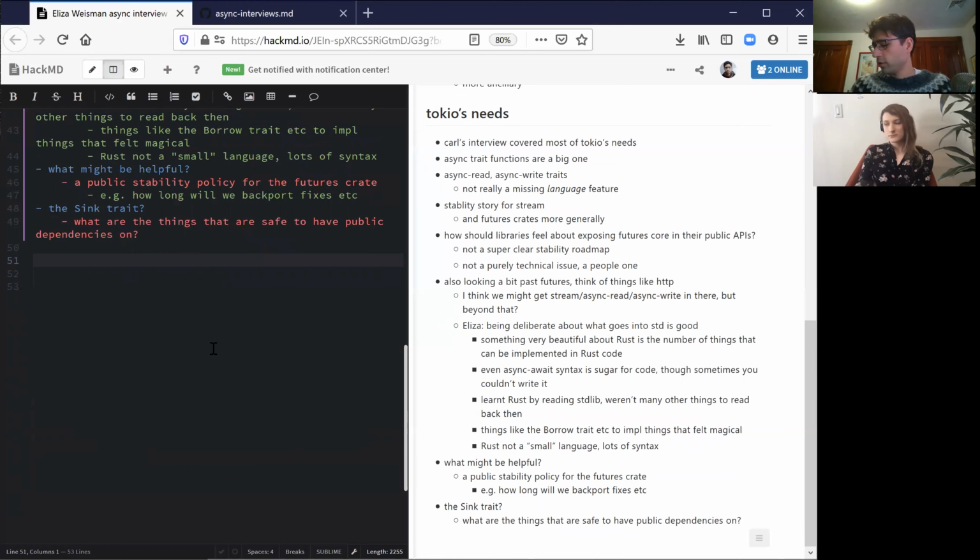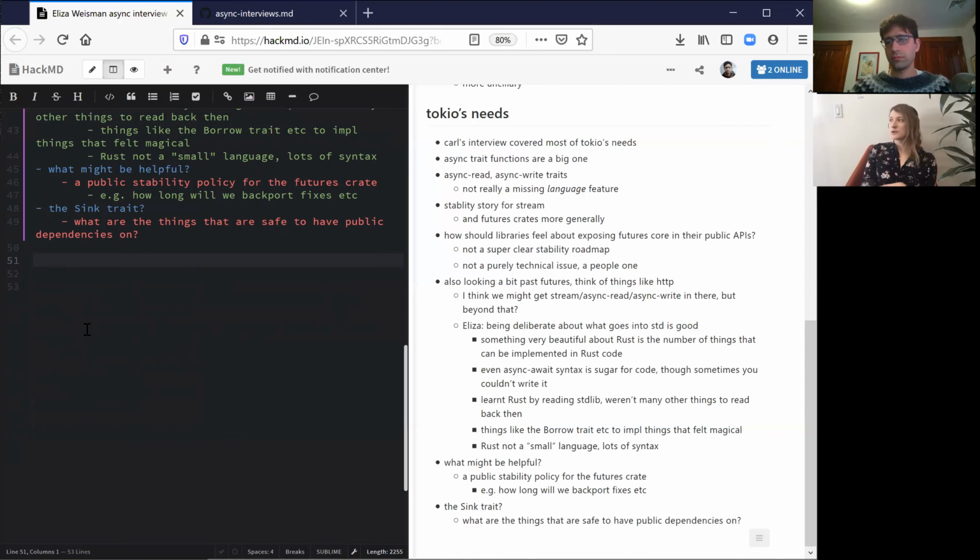It would be helpful, but Carl cited Stream. I guess in general, it would be helpful to know, apart from Stream, AsyncRead and AsyncWrite, what other parts of futures do show up as public dependencies, and then that might be something we can talk about. But yeah, if I look at a lot of libraries, I see that most of the futures crate doesn't show up as a public dependency. And I think that might in part be because there's not a lot of clarity about what the stability story for these things is.